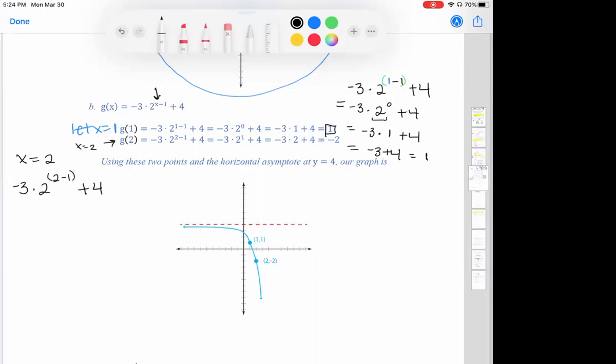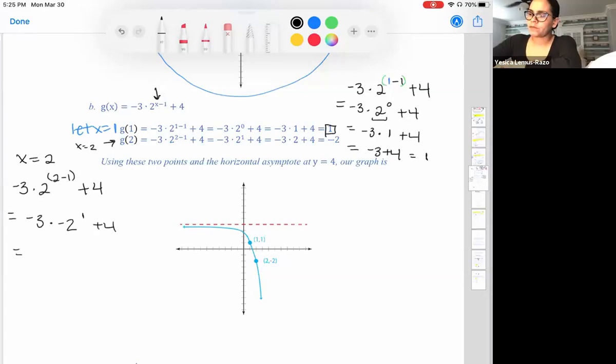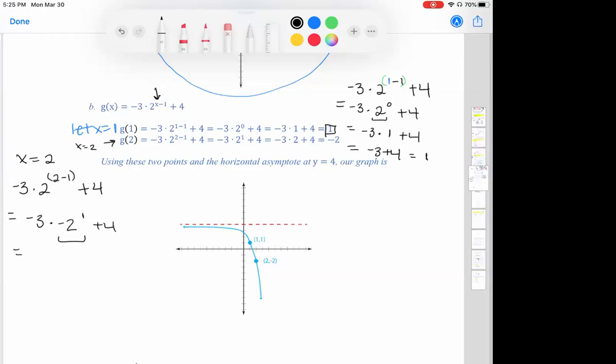All right, let's do that part in parentheses, our exponents first. So negative 3 times 2 to the 2 minus 1, which is 1, plus 4. I have to follow order of operations, so we have to work with that exponent first. So I have negative 3 times 2 raised to, oh, that's not negative 2. I know I wrote negative 2. We have 2 raised to the first power, which is just 2, plus 4.